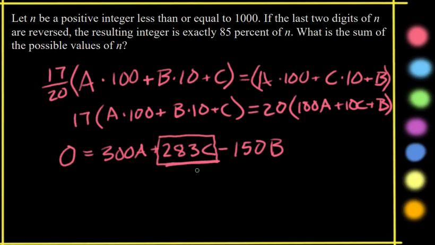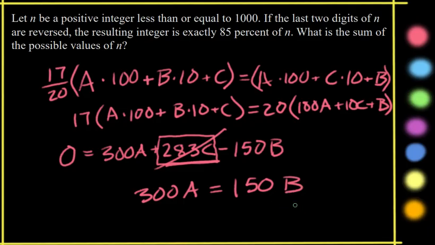So yeah, I think the whole thing is going to have to be a 3-digit number, because if you had a 2-digit number and the lowest 2-digit number is 10, and when you reverse digits it becomes 1, and yeah, it's always going to be a lot less than 85%. So it's going to be a 3-digit number, and the last digit is going to be a 0. So we can ignore this part. That's just 0. And now we've got 300a is equal to 150b.